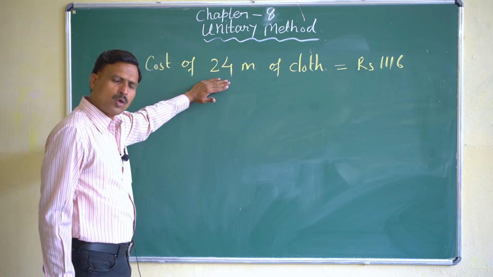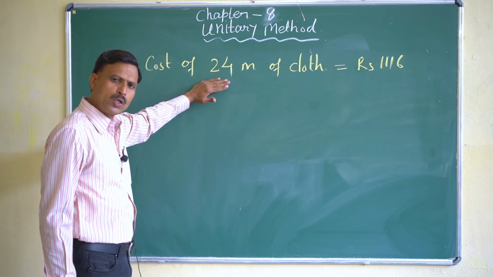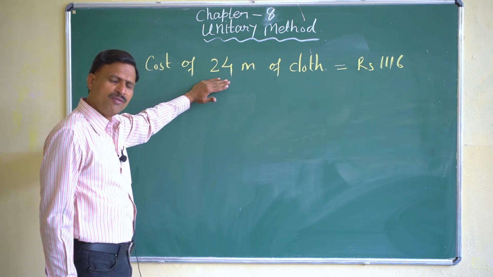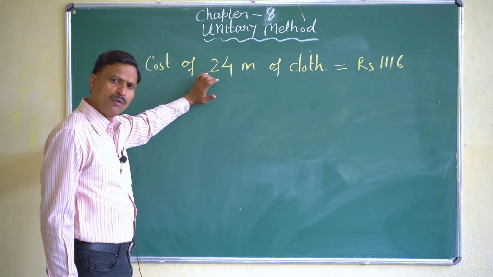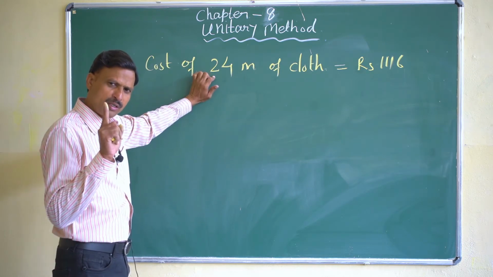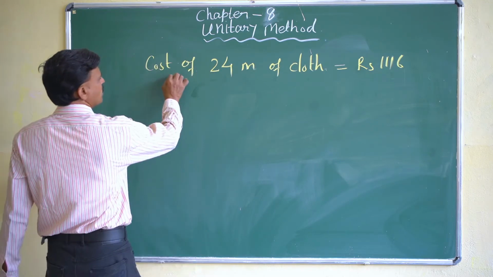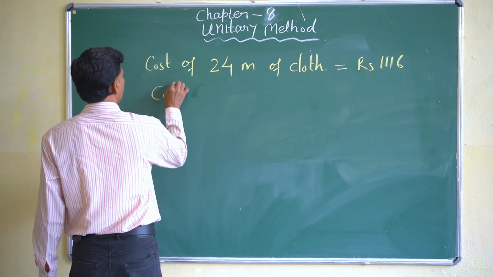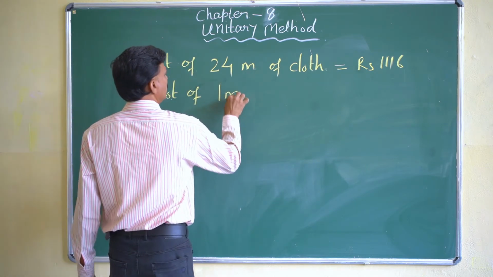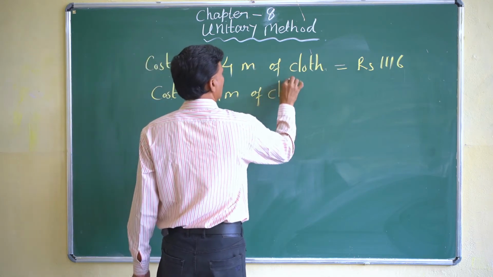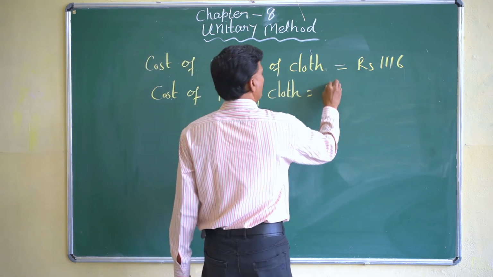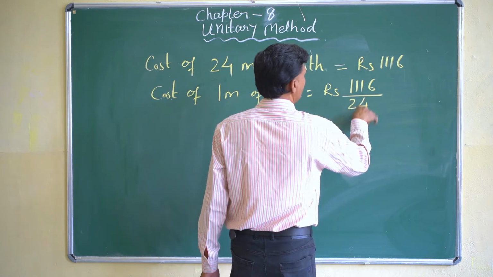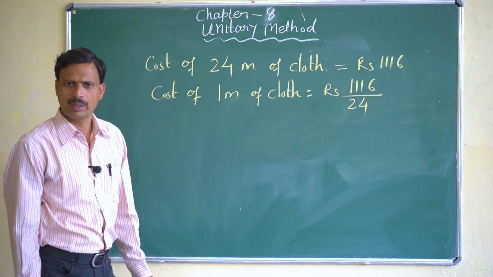The cost of 24 meters of cloth is given. We want to find out the cost of 72. So what will we do? Very first we have to find out the cost of 1 meter. So since 24 meters of cloth cost 1116, the cost of 1 meter of cloth, what will it come? Rupees 1116 divided by 24. Got it?